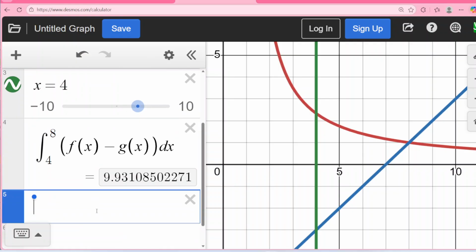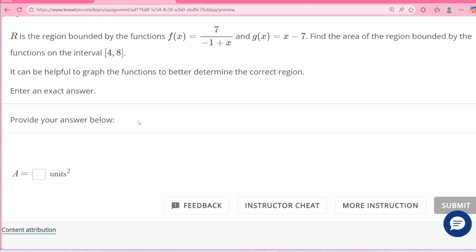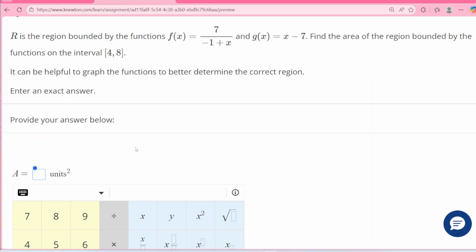So I'm on Desmos here. I'm going to enter what I just got: 7 times the natural log of 7 minus 7 times the natural log of 3, and then plus 4. And you see it's the same as my integral statement from earlier. Same value to at least, it looks like, 11 decimal places. So it's definitely giving me confidence that this is the correct exact value. So again, 7 times the natural log of 7 minus 7 times the natural log of 3 plus 4.